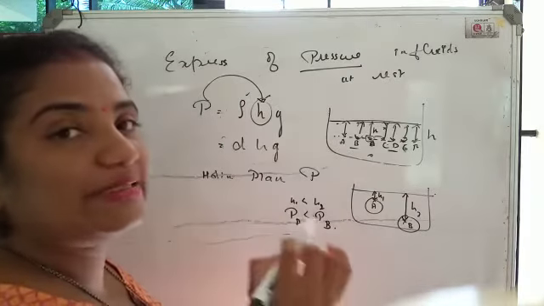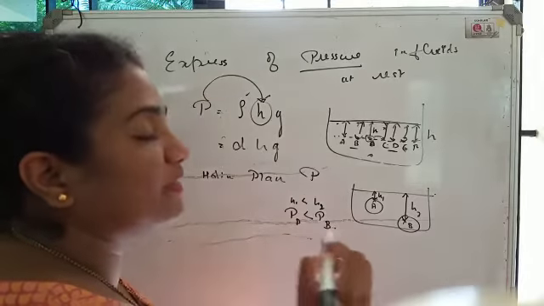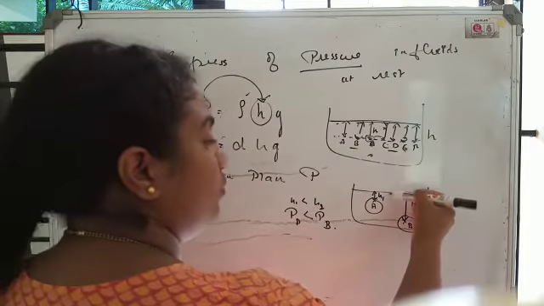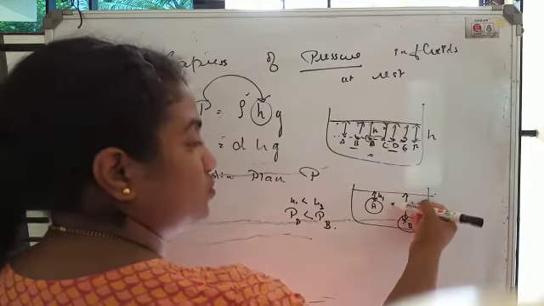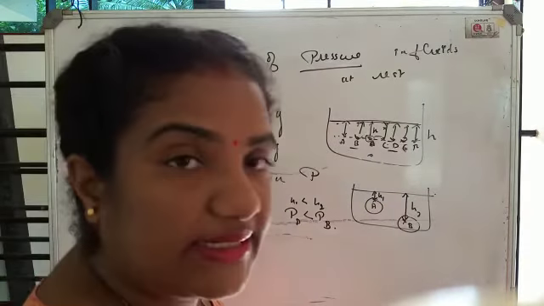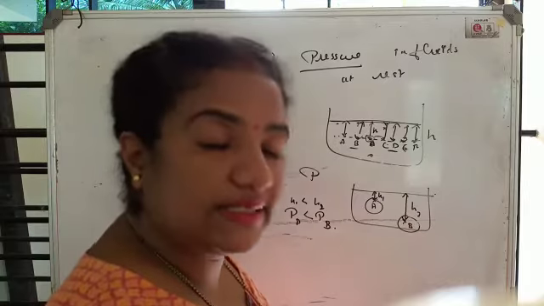As height increases, pressure increases. As height decreases, pressure decreases. So as we go below from the free surface, as we increase the height, pressure also increases. As there is an increase in the height, there is an increase in the pressure.